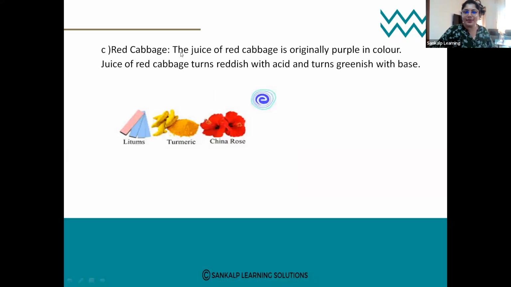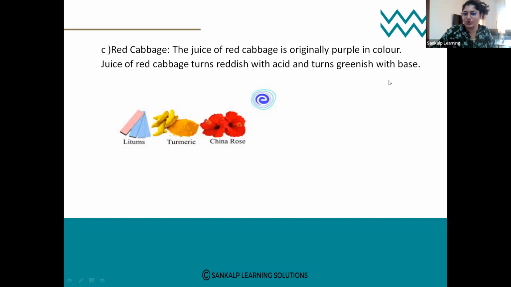I don't know what the use of red cabbage is otherwise, but it is used as a natural indicator. The juice of the red cabbage is originally purple in color. What is the color change? Whenever you have an acid, the juice of red cabbage turns reddish. From purple it turns reddish with acid.